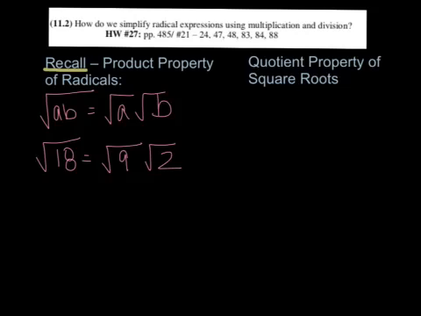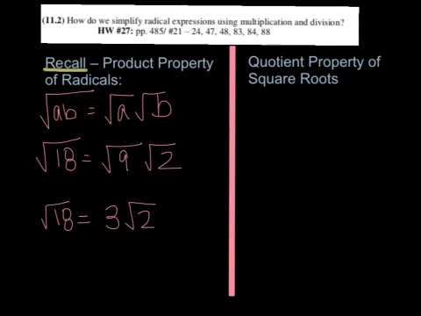However, to simplify it, we'd have the square root of 9, which is 3. We can't do anything else with our radical 2, so we'll leave it as that. So radical 18 is also equivalent to 3 radical 2.